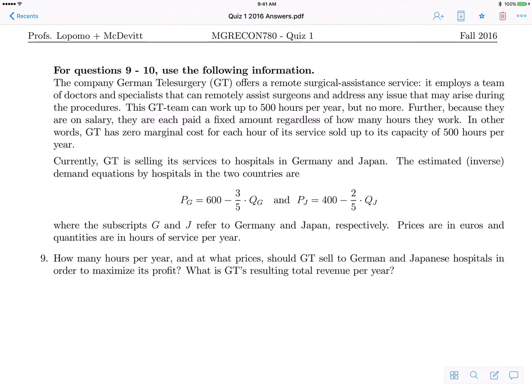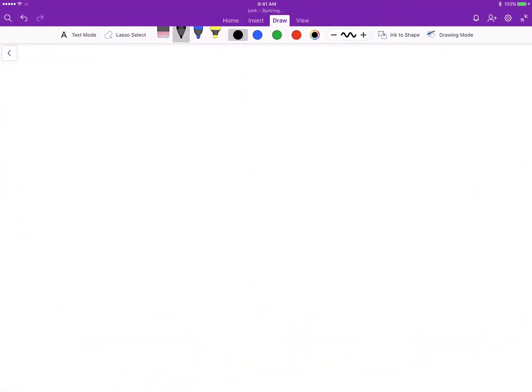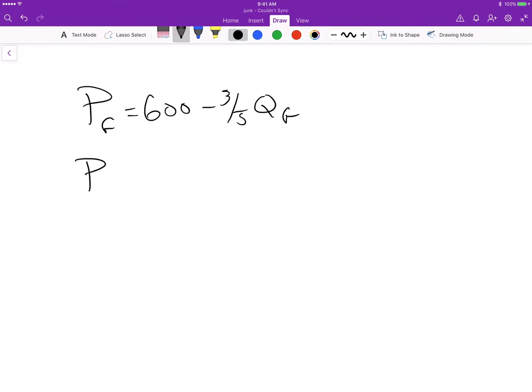So we have everything we need to set up this question. We have the two inverse demand curves, and we have their capacity constraint of 500 per year. We're going to find the quantities and prices that maximize profits for the company. So to solve this, let's start out and rewrite our demand curves. We have PG equals 600 minus 3/5 times QG, and we have PJ equals 400 minus 2/5 QJ.